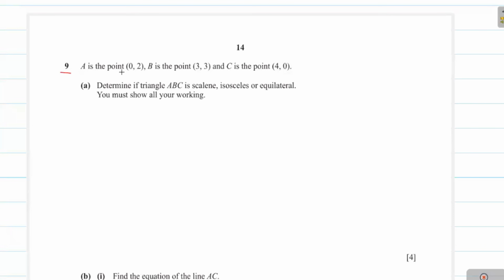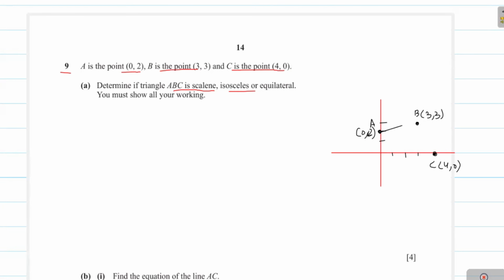Question 9, A is the point (0, 2), B is (3, 3), C is the point (4, 0). Determine if triangle ABC is scalene, isosceles or equilateral. You must show all your working. Now we draw a triangle here, and this is the point (0, 2), and we name it as point A, and the next point B is (3, 3). This is (3, 3). Now the point C is (4, 0).